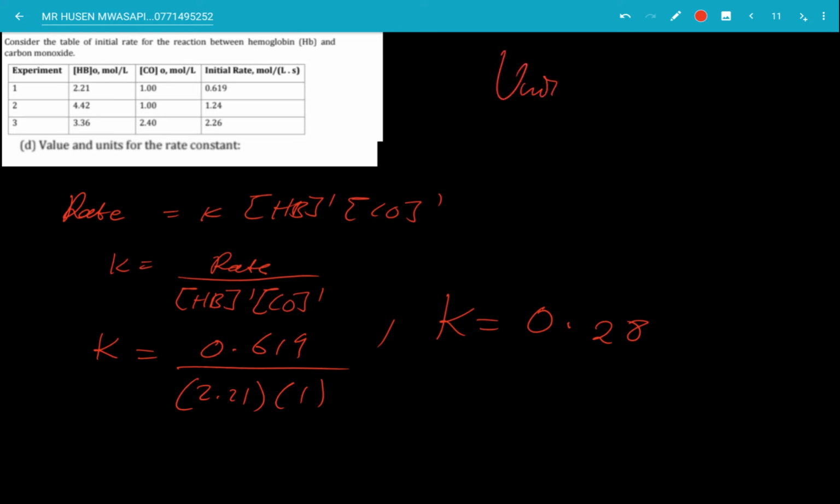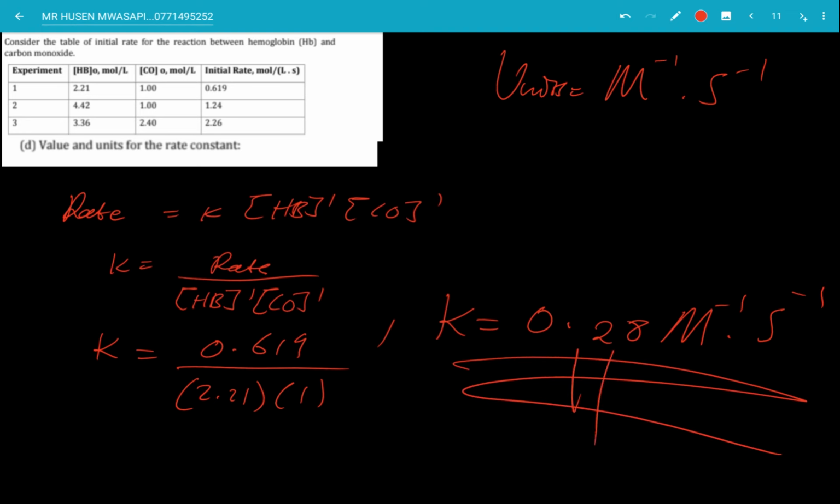For the units, we know how it works now, so it's going to be M over M squared, so it's going to be M to the minus 1 times S to the minus 1. So this will be our final answer.